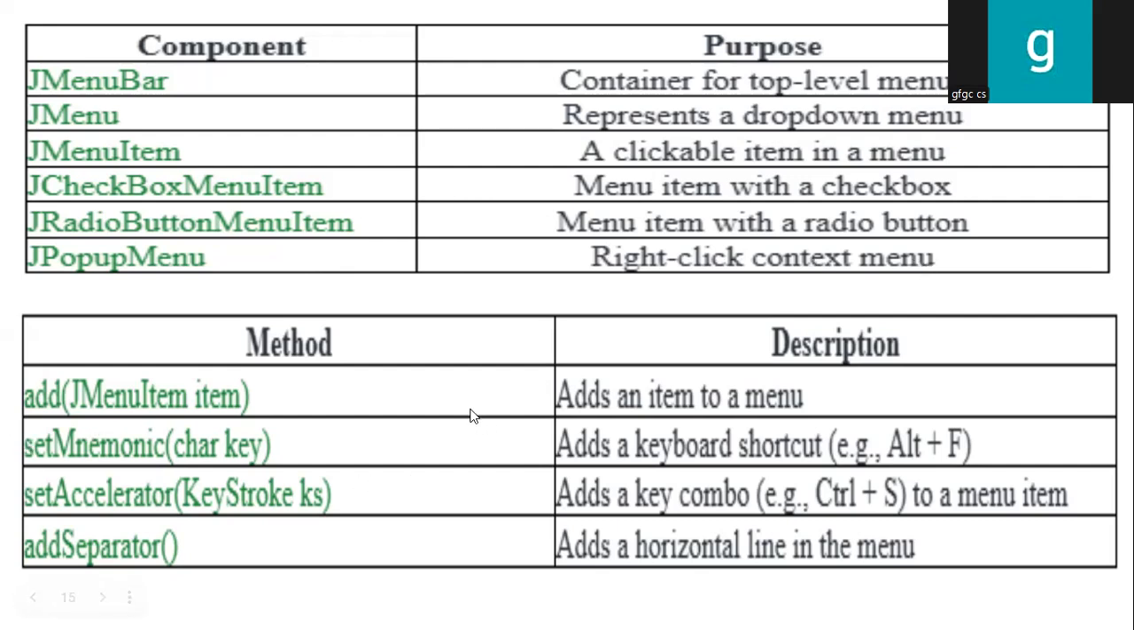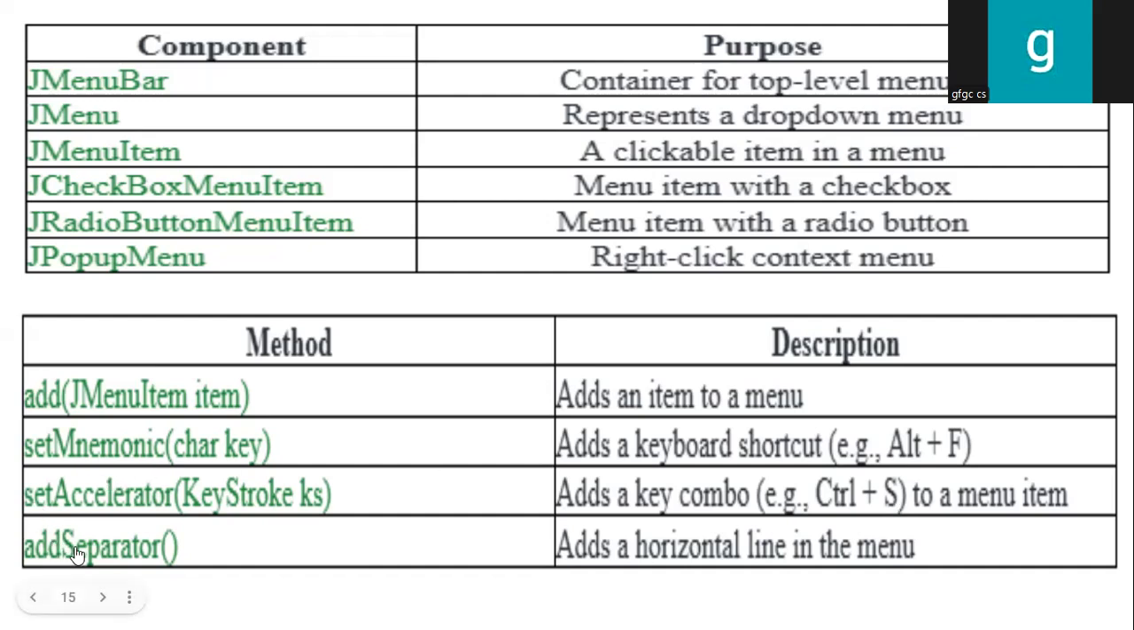Here, the methods for these components are add JMenuItem, which adds the item to the menu, and setMnemonic, which takes a character key for keyboard shortcuts. If I want to add keyboard shortcuts to that particular item, then I have to use setMnemonic. Set accelerator, with a KeyStroke, adds key combinations. For example, when I click Ctrl plus S, then the file should save. That kind of shortcut I can add by using setAccelerator.